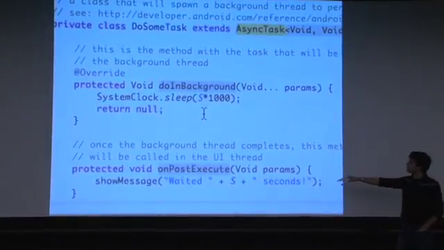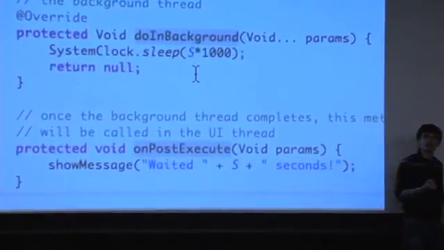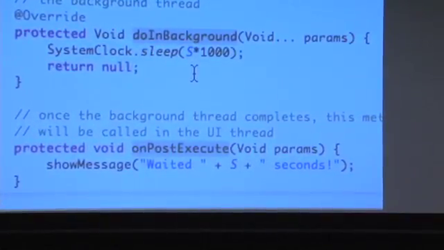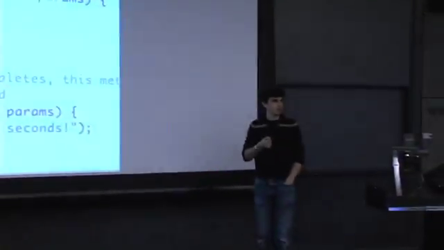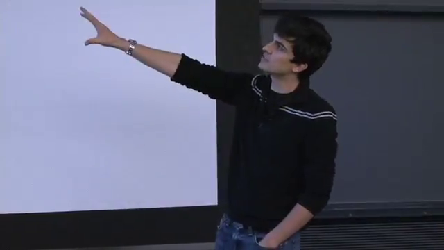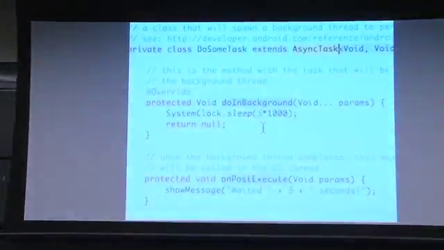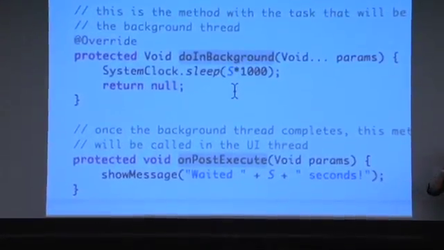This means that in onPostExecute, you can actually access the objects that are available to you in the UI. So you can access the UI toolkit, and you can update whatever views and objects you want in your original thread without having a fear of running into any sort of concurrency issues. Notice that this is very, very simple. All we're doing is in the background, we are saying that we want to sleep for about 10 seconds. Then when that's done, we show the message on the UI thread that we've waited for a certain number of seconds. Yes?